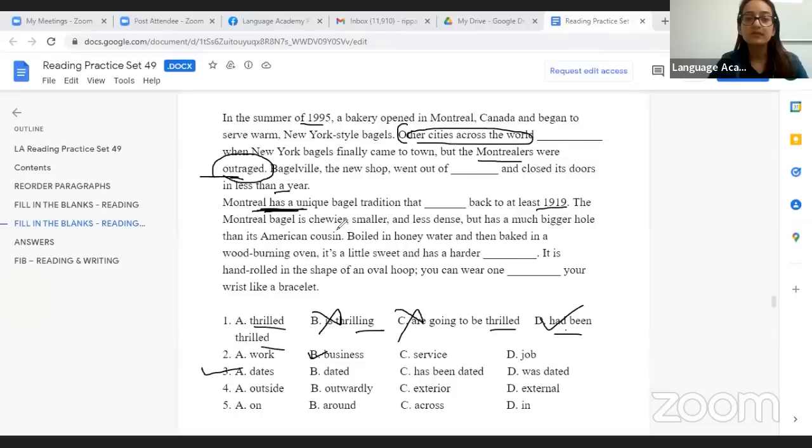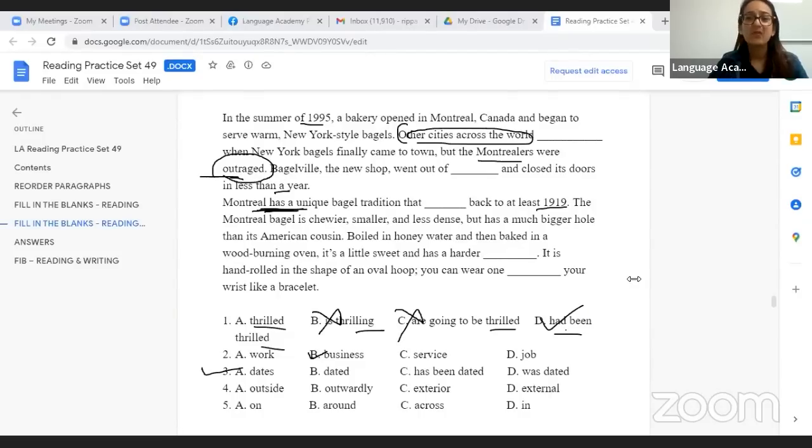The Montreal bagel is chewier, smaller, and less dense, but has a much bigger hole than its American cousin. Boiled in honey water and then baked in a wood-burning oven, it's a little sweet and has a harder dash. So it's a dish basically. It has a harder outside: outwardly, exterior, or external, and I think all of you have selected correctly.